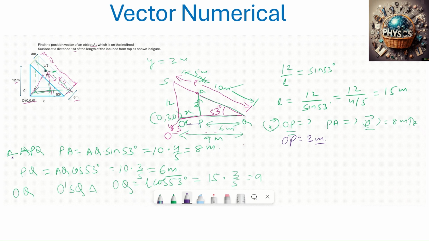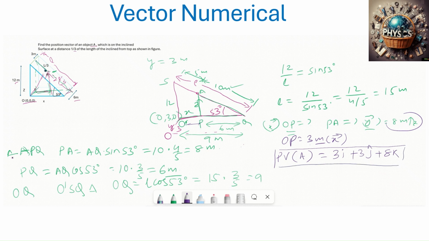And then this is the X direction, and this is the Z direction. So what is my position vector? Position vector for A will be what it has moved in X direction, 6i, plus, all are positive here, what it has moved in Y direction, 3j, plus what it has moved in Z direction, 8k. So this is the position vector of A in this particular wedge, basically the object, right?